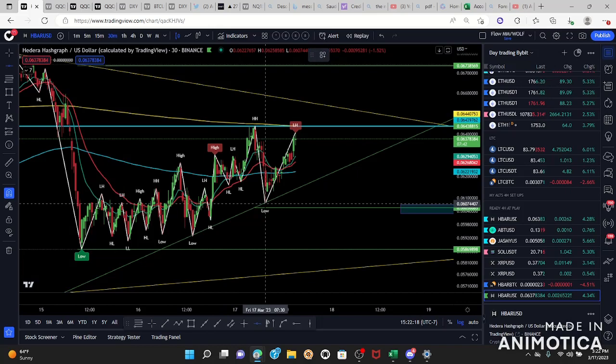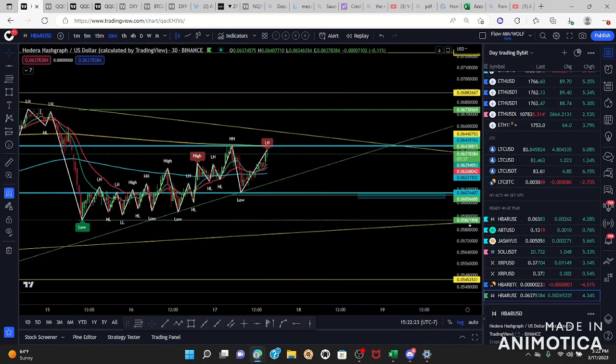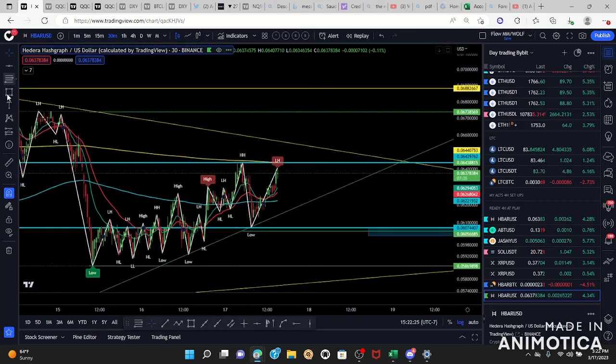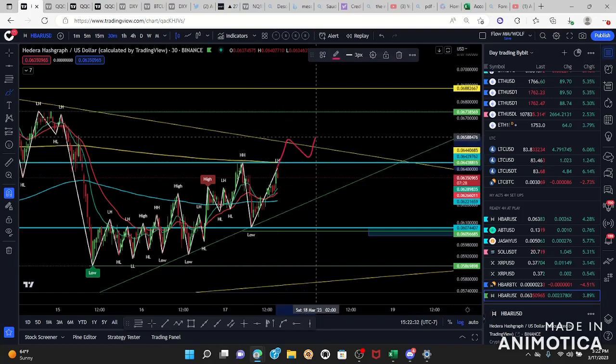And this is my low. Okay, this is the range, and it's coiling up nicely. So for you to take a long, you want to see confirmation. For you to take a long, you want to see this higher high break, retest, and then continuation to the upside.